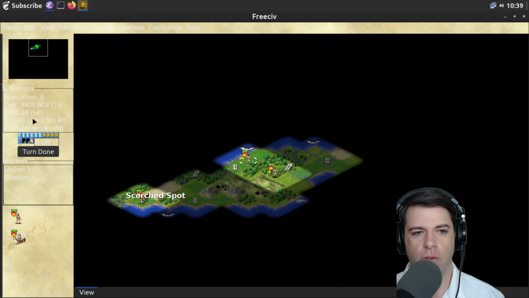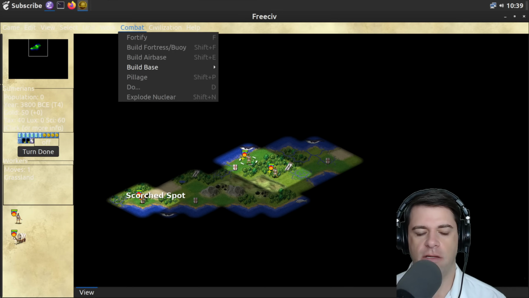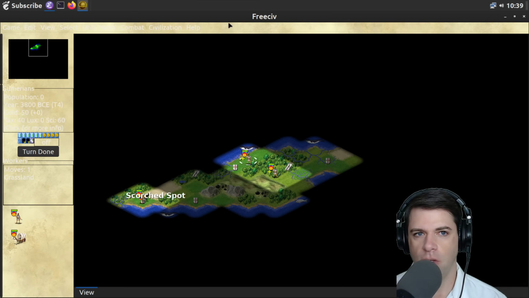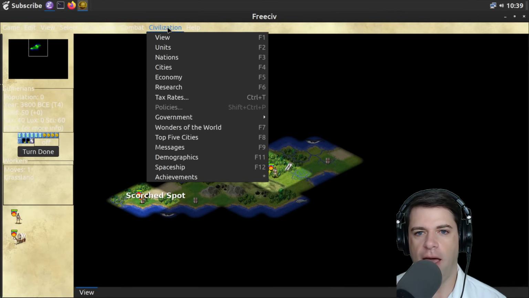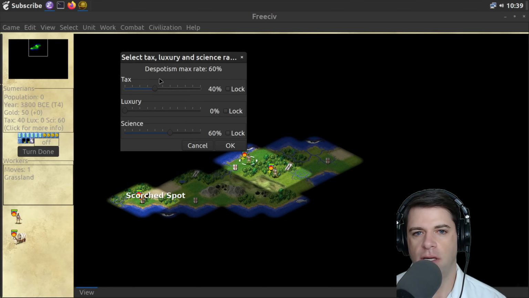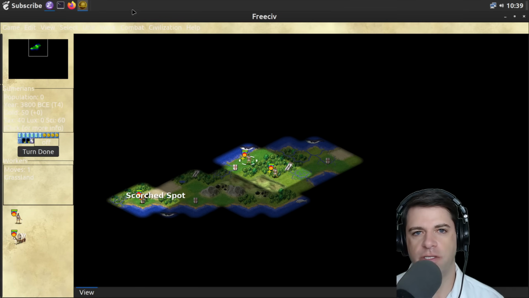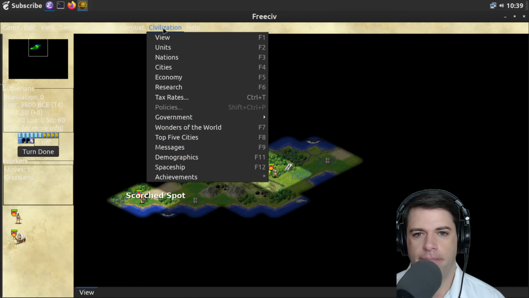We have some amount of gold. We have tax and lux, which is probably luxury and science. And there's a chat on the bottom, but its font is too small to read. And I don't even know where it went. And we can look at tax rates, and we see that tax is at 40%. Luxury, I'm not sure what that means, but can I adjust these? No. Okay, so these are measurements of where I'm at.